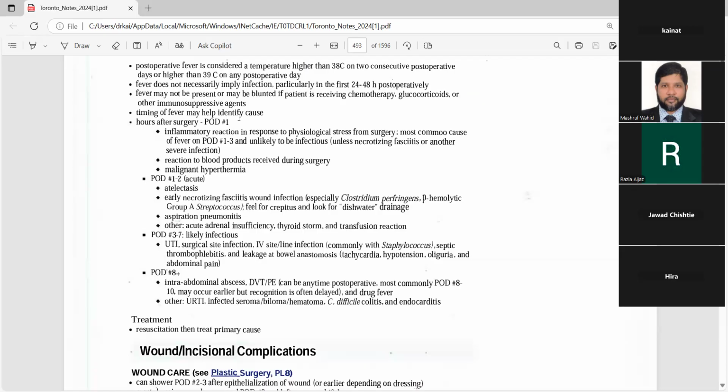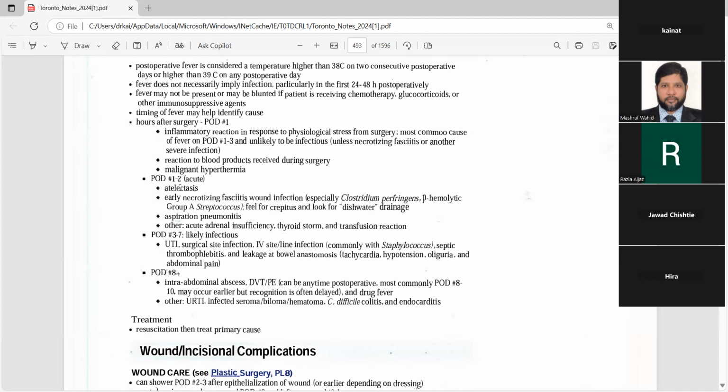Very, very important: what is the timing? Hours after surgery, an inflammatory reaction in response to the physiological stress from the surgery. That's one of the important things, the traumatic stress that happened. It is the most common cause of fever on post-operative day 1 to 3, unlikely to be infectious. Usually we say up to 24 hours. Or a reaction to the blood products received during surgery, or malignant hyperthermia due to anesthesia or any drug, and it could be anything. Usually we write this down, and they do like to ask you the diagnosis. So, physiological stress.